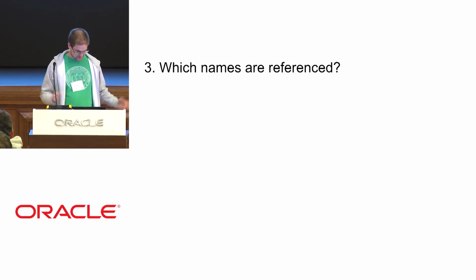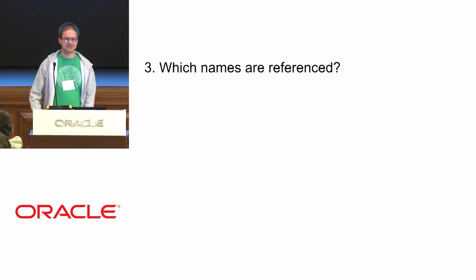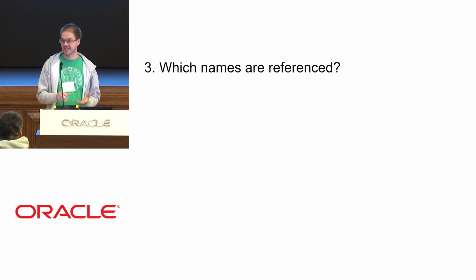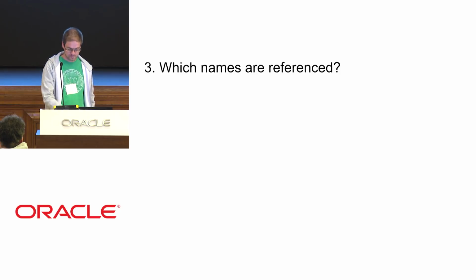Okay, that's all about declarations. Now let's go to the references. By looking at a piece of code, at a syntactic construction, we should be able to recognize if it refers to something, and if yes, then which names are referred to.